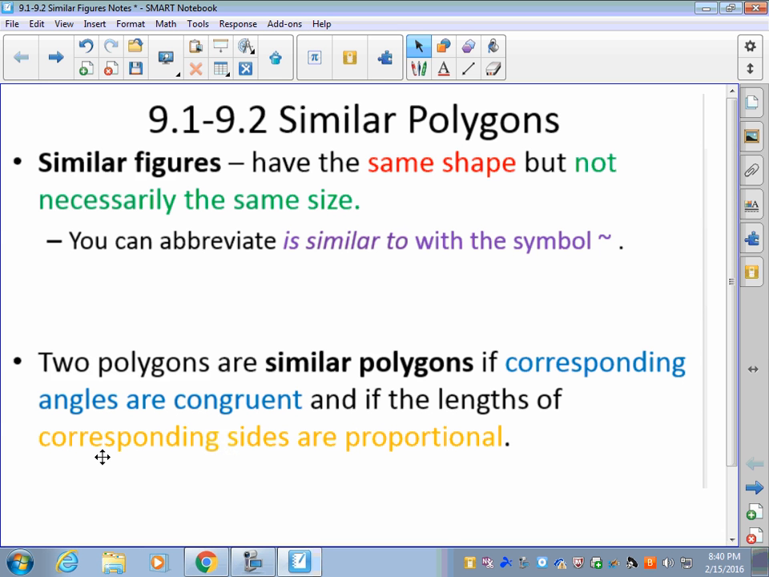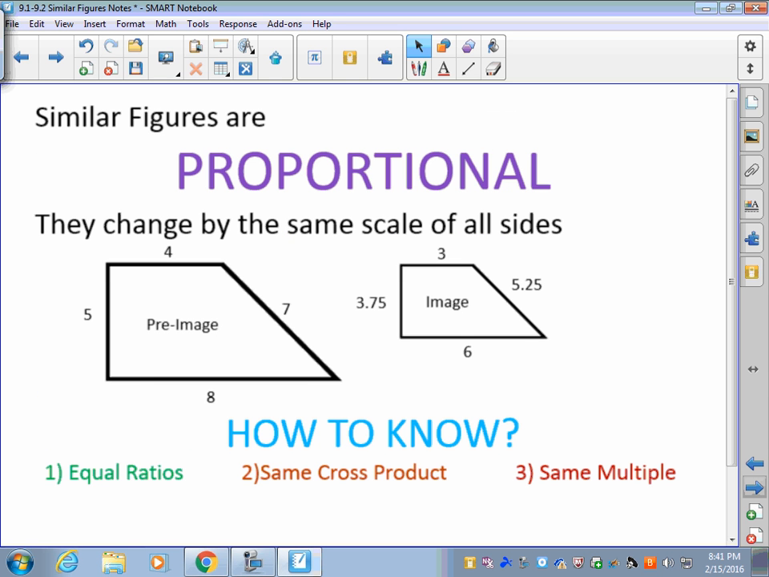In order to be a similar polygon, the two things that must occur are that corresponding angles are congruent first, you have to check that, and then corresponding sides are proportional. You can pause the video if you need to, rewind if you have to. Really, similar figures have to show some type of proportional relationship.